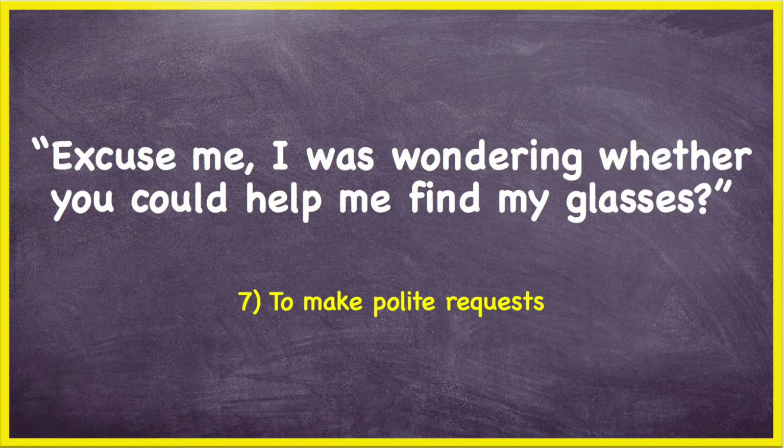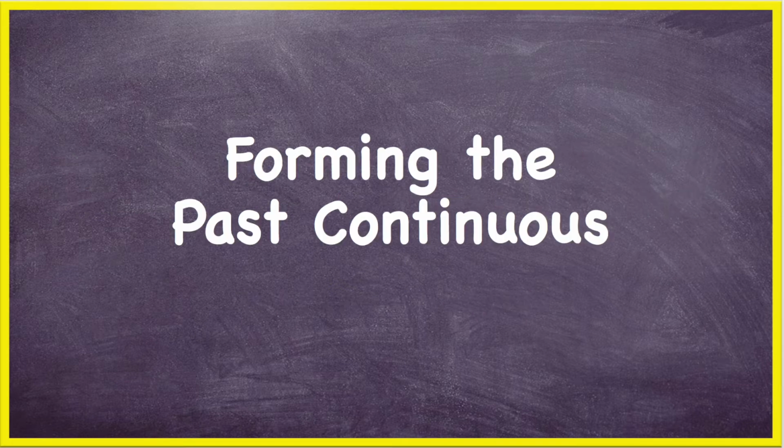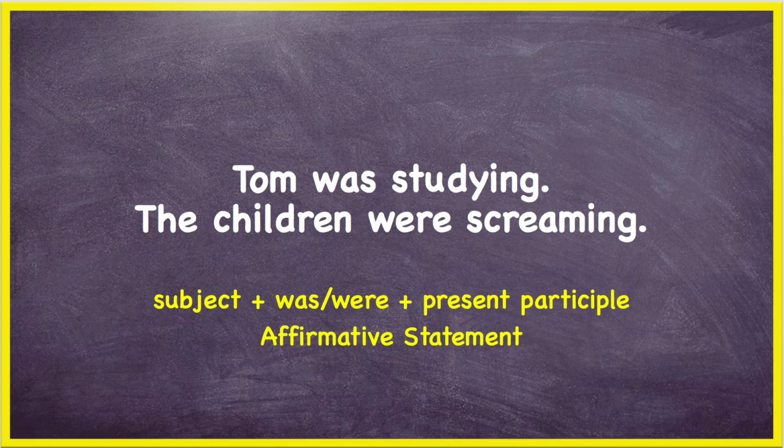Or even if you want to ask someone out on a date, you could say, hey, I was thinking, would you like to go out with me next Friday night? So how do we form the past continuous tense? So just to make an affirmative statement, it would be subject plus the past form of the word be, which is was or were, plus the present participle, which is the ing verb, right?